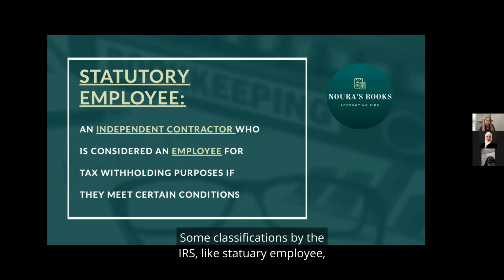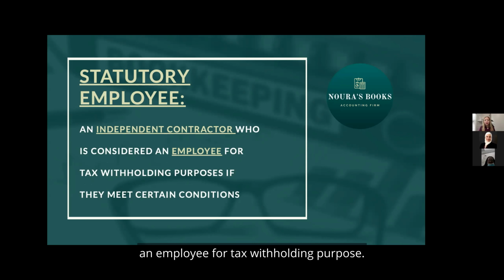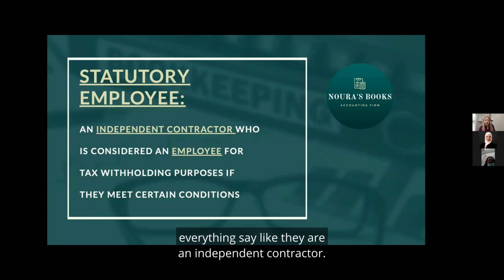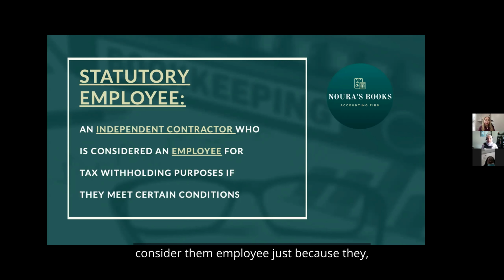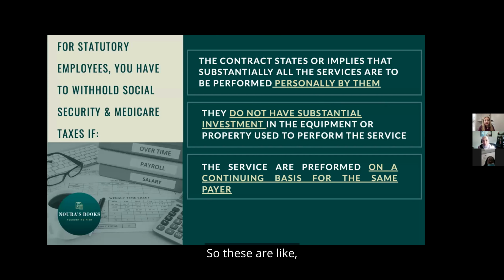There's also a classification by the IRS, the statutory employee, which is an independent contractor who is considered an employee for tax withholding purposes if they meet certain conditions. So they're an independent contractor, everything says they are an independent contractor. The only thing is you still have to consider them an employee, because you have to withhold their taxes.